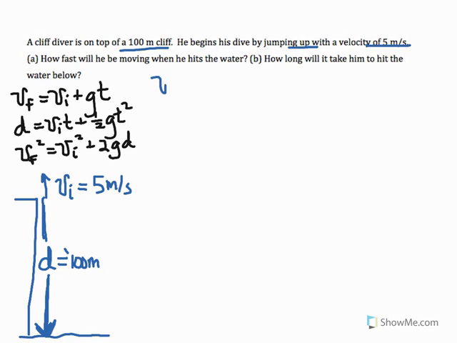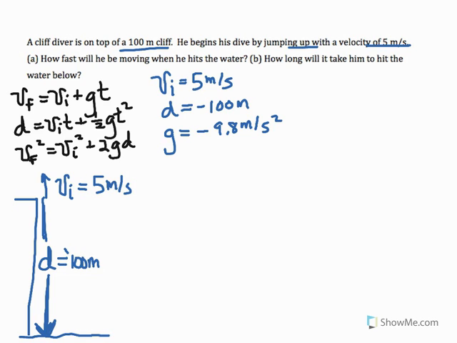So let's list our variables. We've got our initial velocity is 5 meters per second. We have our displacement is negative 100 meters. And we know that gravity is acting on it down, so it's at negative 9.8 meters per second squared. And we're trying to find out how fast he's moving when he hits the water. Not after he stops, but just as he hits the water. So we're looking for the final velocity. So that's our big question mark.